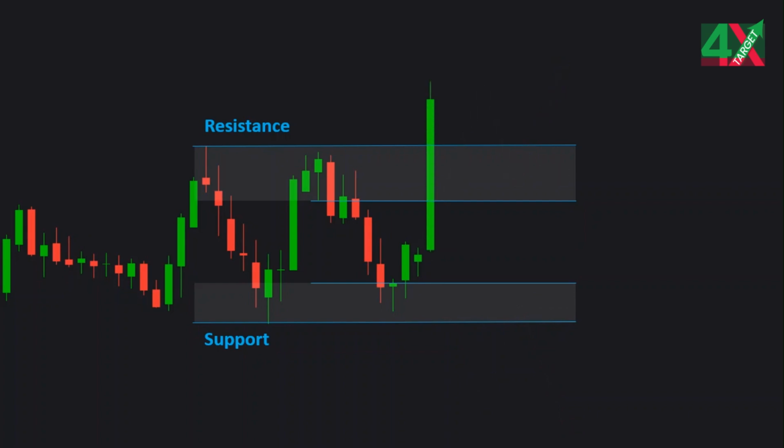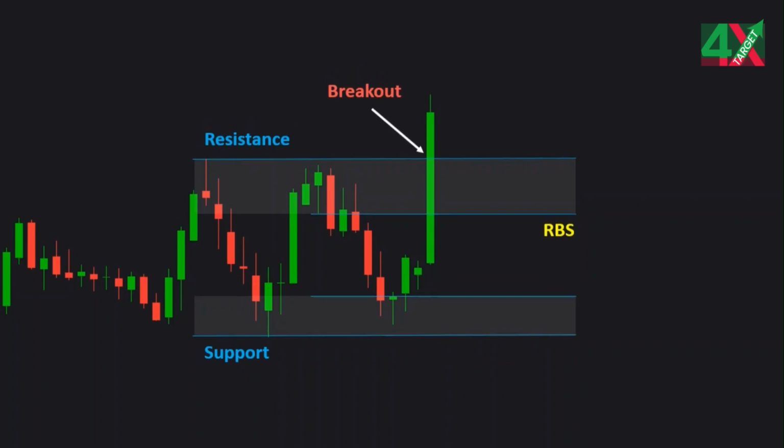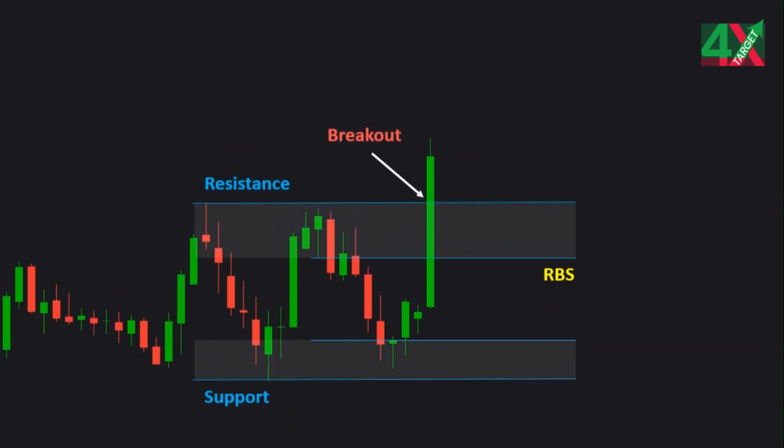In this case, price breaks above the resistance level, and we do not see any bearish confirmation that would justify a sell. So we wait for the price to pull back and retest the broken resistance, now acting as RBS. On the pullback, a bullish confirmation candlestick pattern forms, a strong signal indicating that buyers are stepping back in and a continuation to the upside is likely.